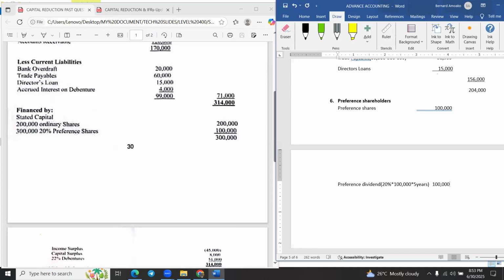Oh, is that so? Yeah. You need to first pay them their values before you come and pay them any dividend that is attributable to them. Are you okay? Yes, please.